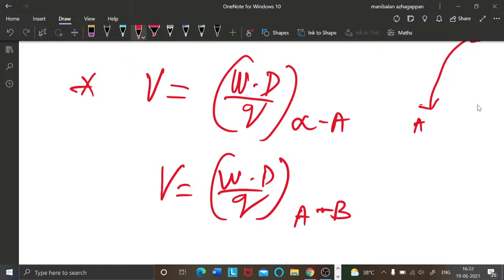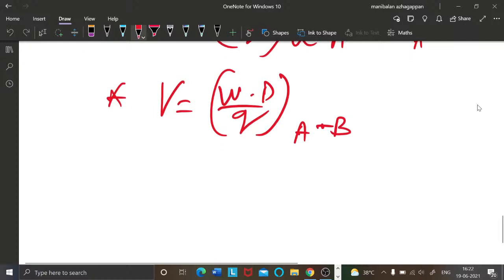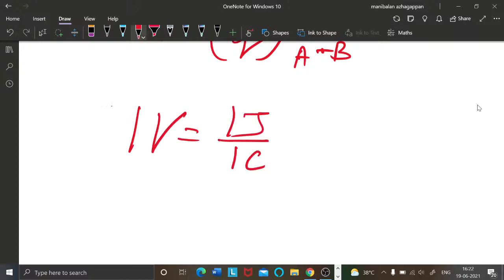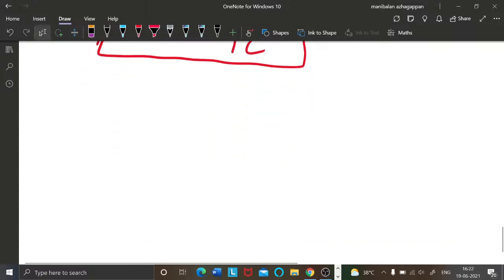As we know, from one terminal to another terminal we are bringing the charges, which we call the potential difference. Now 1 volt is equal to 1 joule per 1 coulomb. So we know the unit of potential is volt, unit of energy is joule, unit of charge is coulomb.